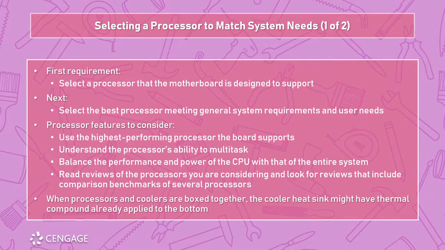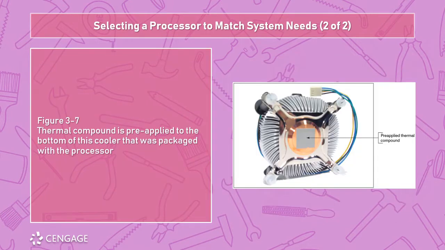When processors and coolers are boxed together, you may have a heat sink that's already applied with thermal compounds, so just be aware of that. I always prefer to buy an extra tube just in case. I don't like being without it in case there is a problem where maybe it gets smeared or it's too little or it's too much, being able to clear that off effectively. So here we can see this little pre-applied square on the bottom of the package.